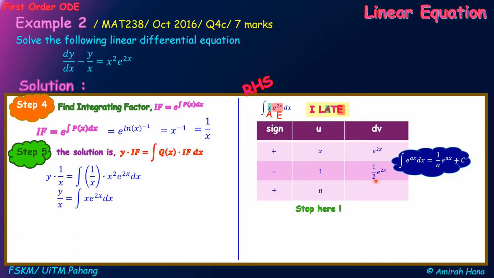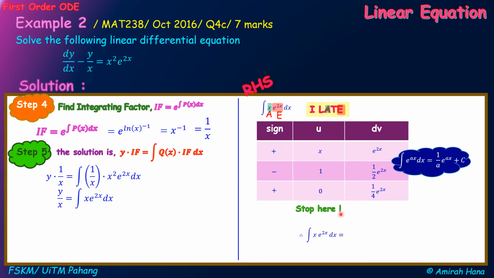And then from half e to the power of 2x, we integrate again using the same formula. We have half in front, and then we integrate e to the power of 2x, which still gives half e to the power of 2x. So half times half becomes 1 over 4 e to the power of 2x. Now we complete the table.